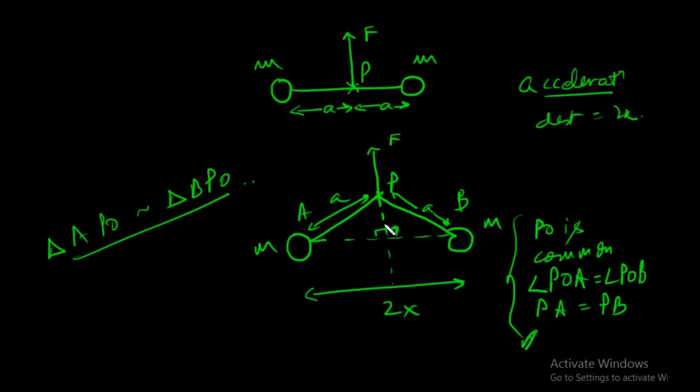So since these triangles are similar, the common side is this. Hence, due to their similarity, these angles will be similar. This is theta, then this is also theta. This angle will be same. Hence, the two sides from the O, which is AO, would be equal to BO. Alright. So if this was 2x, then this will be x and this will be x due to their similarity. Alright. The first thing you need to know is this. Okay.